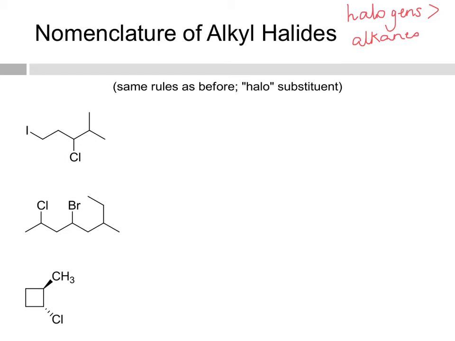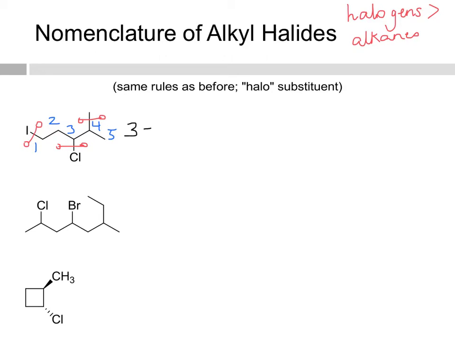Now let's try the first example. We need to find the longest continuous carbon chain and give the lowest possible number to the first substituent. So in that case, we're going to start numbering it from here, 1, 2, 3, 4, and 5. We have 3 substituents. We have an iodo at the 1 position, chloro at the 3 position, and a methyl at the 4 position. Putting it all together, remember to alphabetize.